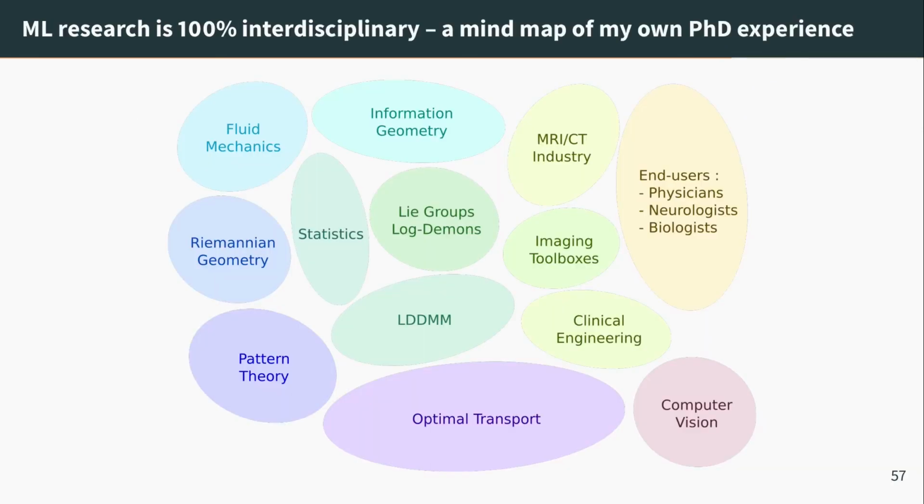So, the main point is that machine learning research is completely interdisciplinary. And maybe if you want to look, this is a mind map that I drew at the end of my PhD. I did my PhD on medical shape analysis, and during the 3 years, I interacted with many people, both experts in fluid mechanics, pattern theory, statistics, optimal transport, computer vision, but also with people at Siemens, people who design MRI scans, or doctors just across the street.